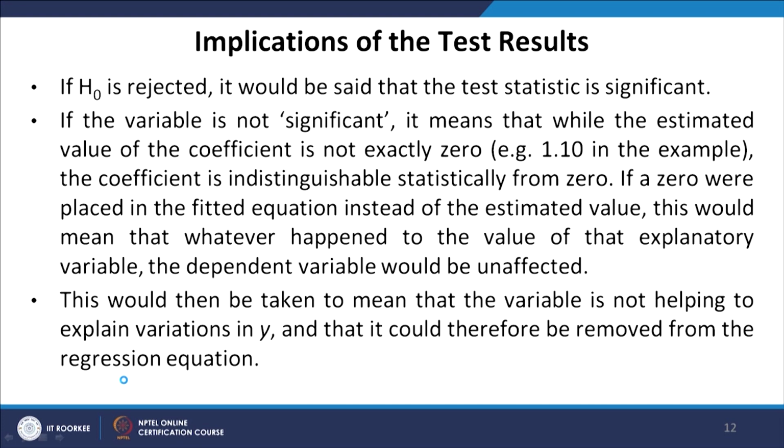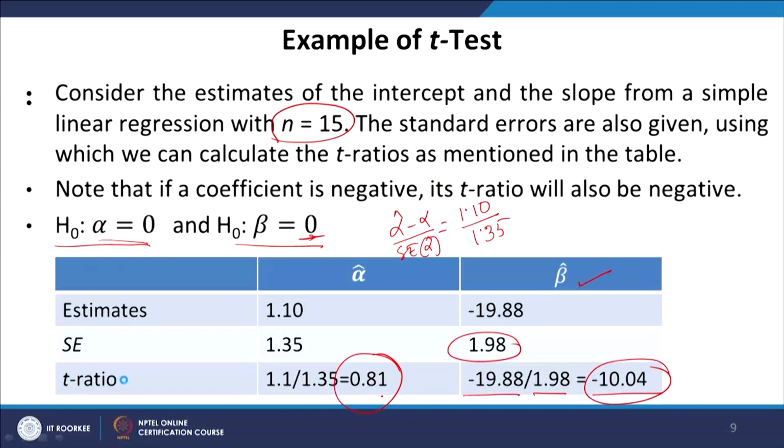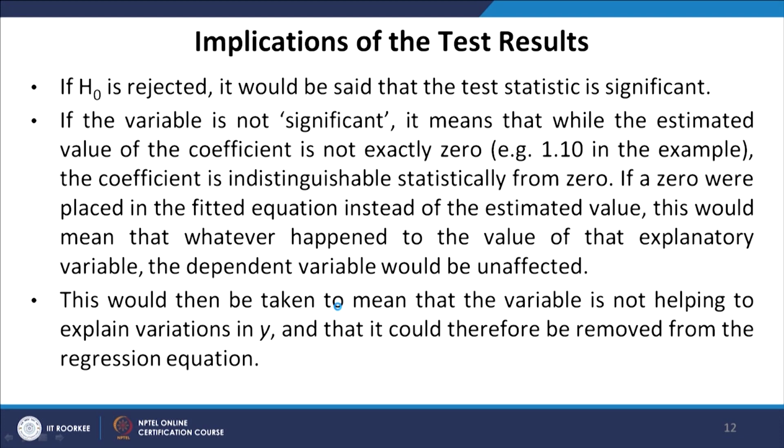If the variable is not significant, it means that while the estimated value of the coefficient is not exactly 0, for example, in this example alpha hat is 1.10. What is the null hypothesis? We have not rejected the null hypothesis, where the null hypothesis is alpha equals 0, but alpha hat actually takes a value equal to 1.10. So, if the estimated coefficient is not significant, it means that while the estimated value of the coefficient is not exactly 0, the coefficient is indistinguishable statistically from 0. So, statistically it is not significantly different from 0.